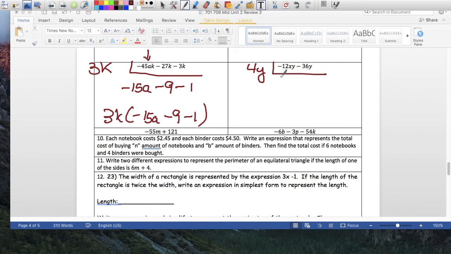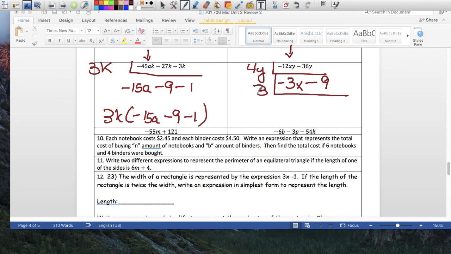4 goes into 12 3 times, and it will be an x here. Right? So these two multiplied will give me this. Minus, and 4 times what's 36 times y? And do I have to put another y here? No, because there's already 1. Can I continue? I can.